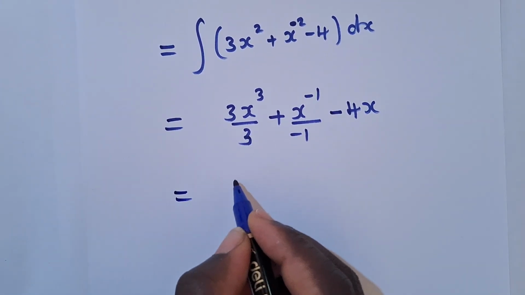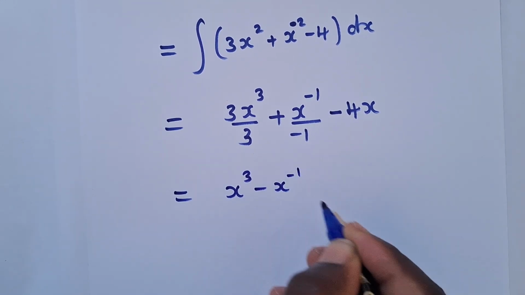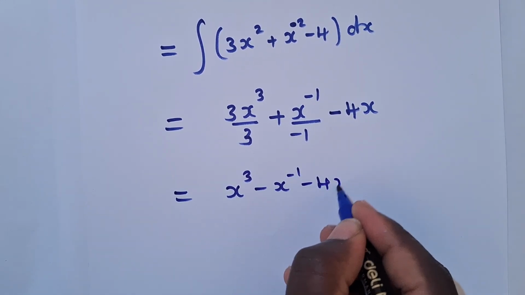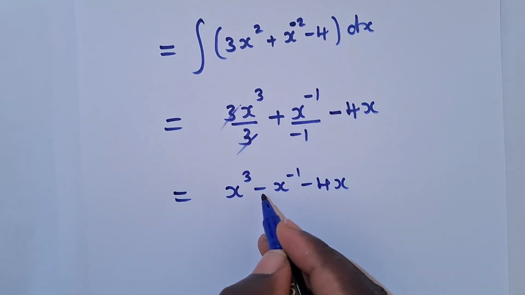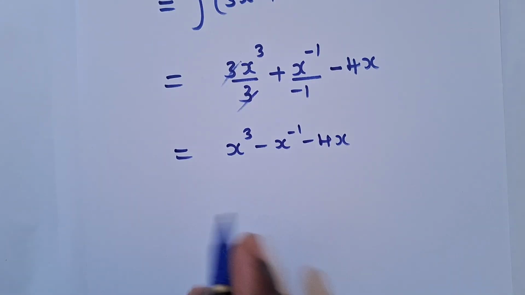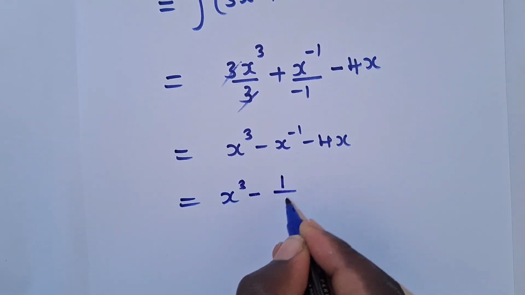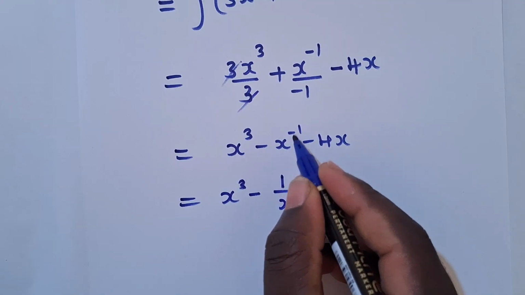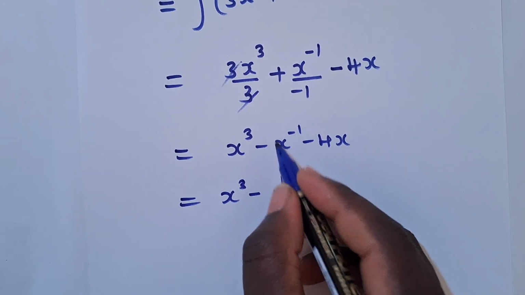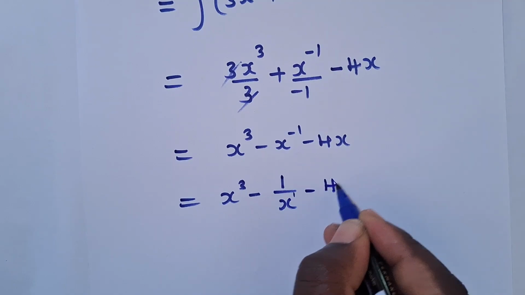And here you clean up your work. This will be x power 3 minus x power negative 1 minus 4x. This and this will cancel out. The positive and negative will give us a negative, which is right over here. From this point, you can clean up your work further by writing this as a minus 1 over x. The laws of indices being applied right over here. So this will go down. The power becomes positive, minus 4x.